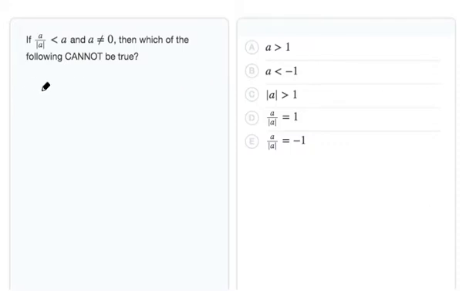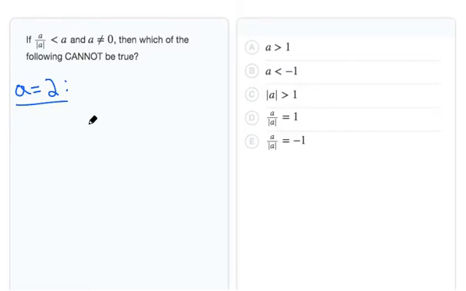So let's pick a couple values for a. When we're picking values, we want to keep in mind the restrictions. We're not allowed to have 0, but we're not told whether a has to be positive or negative. So when we pick our values, we want to pick a couple different scenarios. We'll start with when a is positive, and we need to make sure that this inequality holds because that's the given information. So let's suppose a is 2, positive 2.